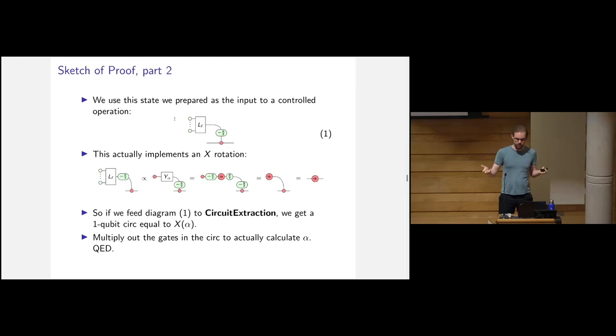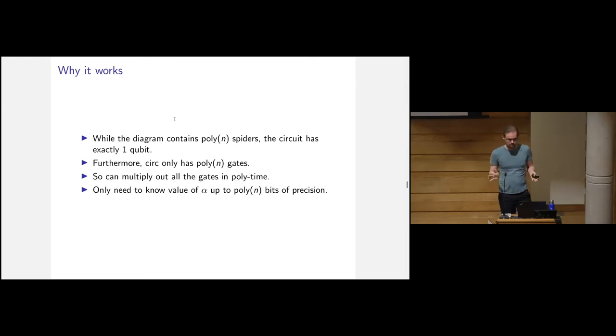And this is now a 1-qubit circuit, and it consists of a polynomial number of gates. So we can just multiply out the gates in polynomial time, because they're all single-qubit gates, so they're small matrices. And using this, we can actually calculate alpha, right? So we can determine alpha, and then we've solved the number of solutions problem. So we are done. So why this works, to repeat, is the diagram itself contains a polynomial number of spiders, but the circuit only has a single qubit. So this means that the circuit that we output has a polynomial number of gates, but we can still multiply out all the gates in polynomial time, and we only need to know the value of alpha to a polynomial number of bits of precision, because they can be exponentially close, but if we have a polynomial number of bits, we can still specify this exactly, so it all works out.